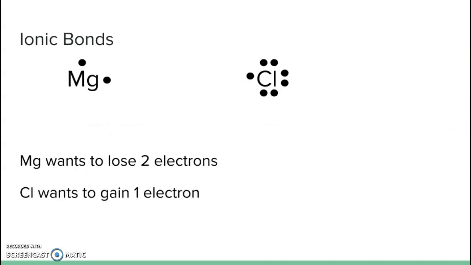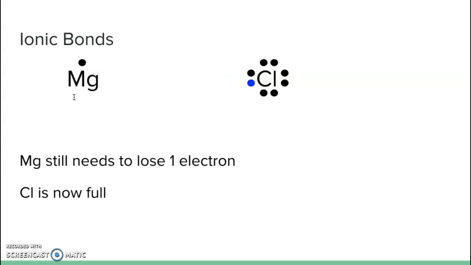So let's look at this example here, right? If I have magnesium and chlorine, magnesium wants to lose 2 electrons, right? It's easier to lose 2 than to gain 6. And chlorine wants to gain 1. So based on ionic bonding, okay, magnesium is going to completely give away 1 of its electrons to chlorine to fill its octet, okay? So now I'm left with this, right? I have a full octet of chlorine, and I have a magnesium with 1 more electron to give away, okay?